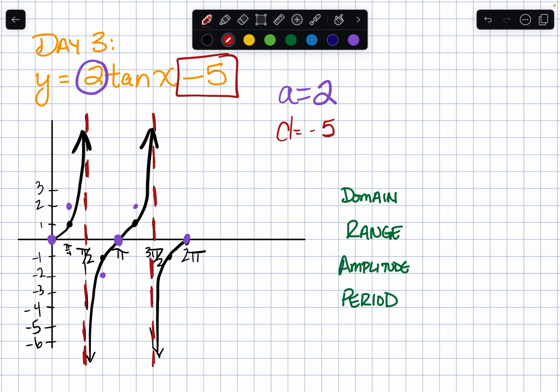All my zeros are going to move down by 5, so that point's going to move all the way down here. If you choose to include those extra pi over 4 values, those would move down here, and here, and here. Since I'm including them everywhere else, I'm going to show them, but again, if you don't use them, not the end of the world.